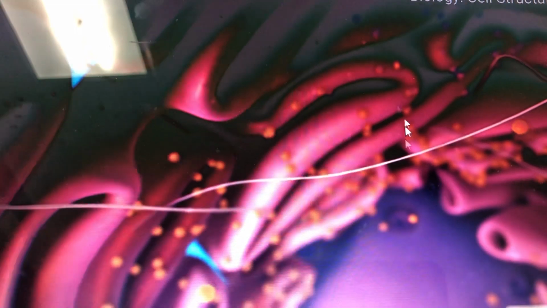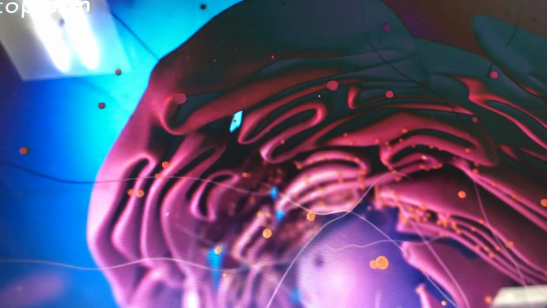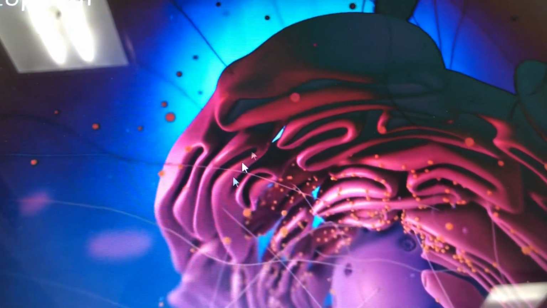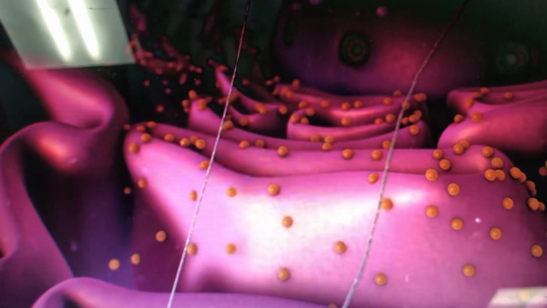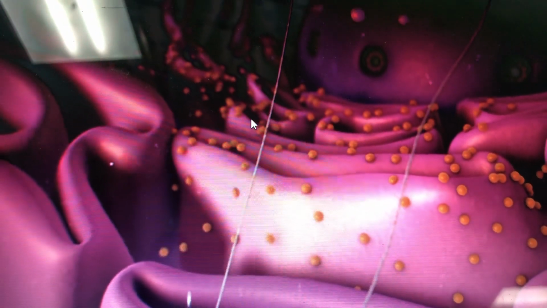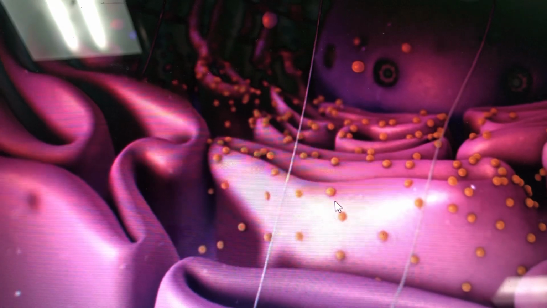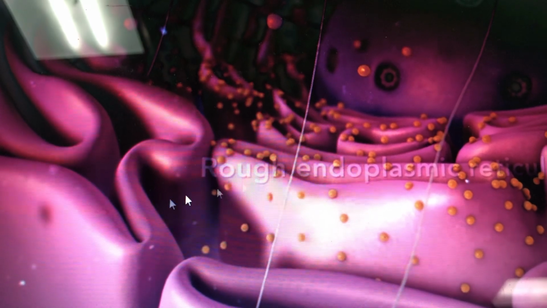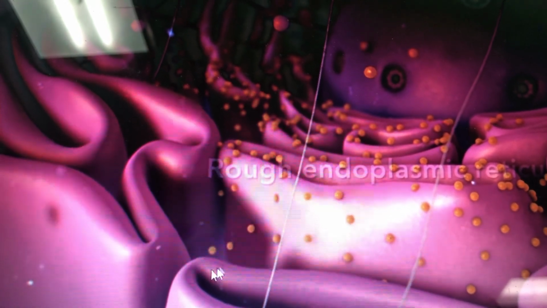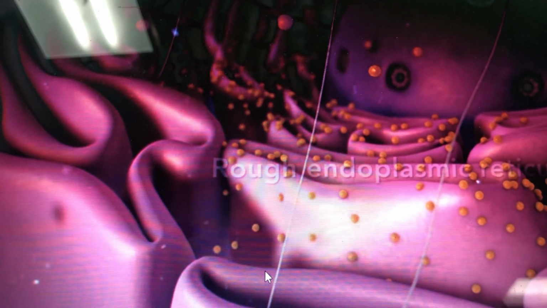In the cytoplasm, some of the ribosomes will flow freely, and some of the ribosomes will attach to the second organelle, which is the endoplasmic reticulum. As you see here, this is the endoplasmic reticulum, which is made from a folded membrane, and it has two types. One is the rough endoplasmic reticulum, which has ribosomes attached to it, and the other type is the smooth, where no ribosomes are attached.